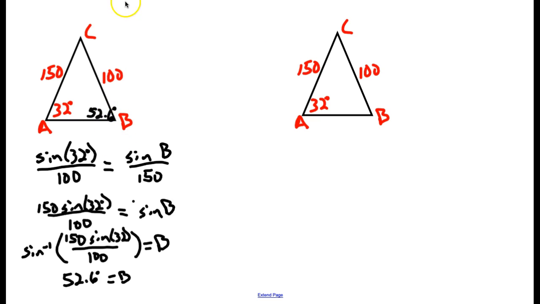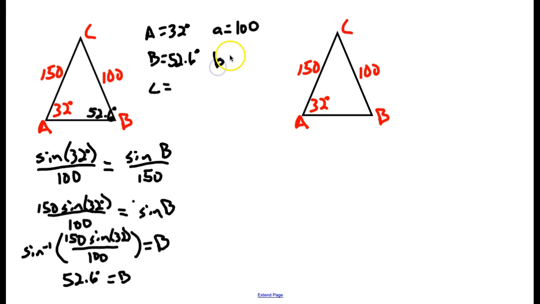All right, and I guess we should be listing all of these out over here as well. Right, so angle A we know is 32, angle B we just found to be 52.6, angle C we don't know yet, and then side a is 100, side b is 50, side c we don't know. Okay, so now we want to use that information over here.